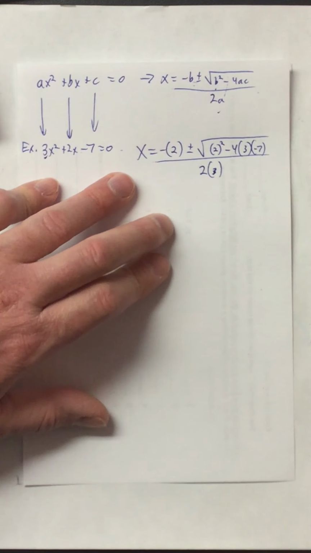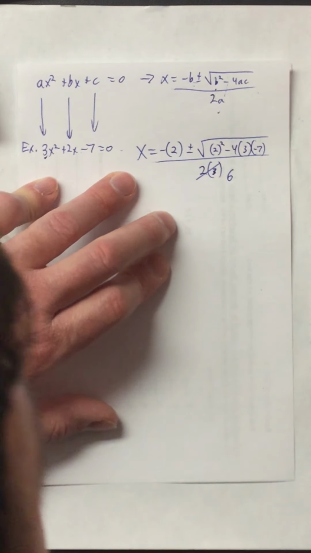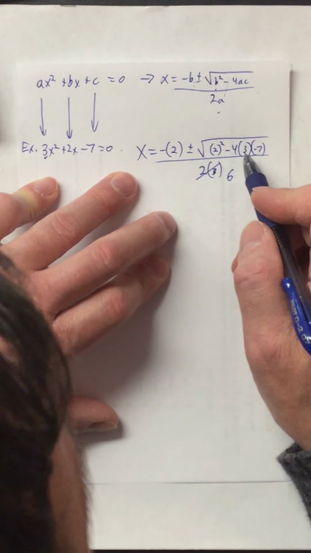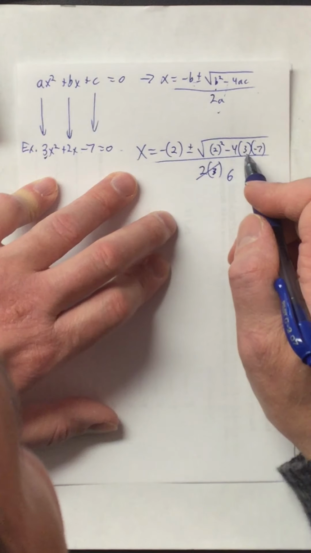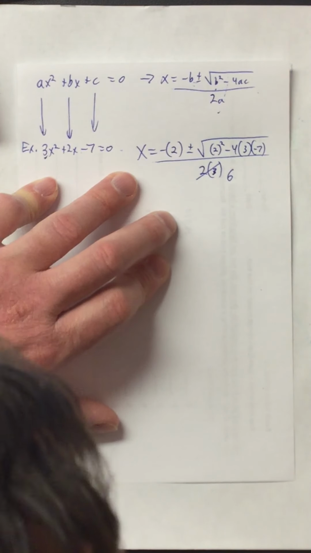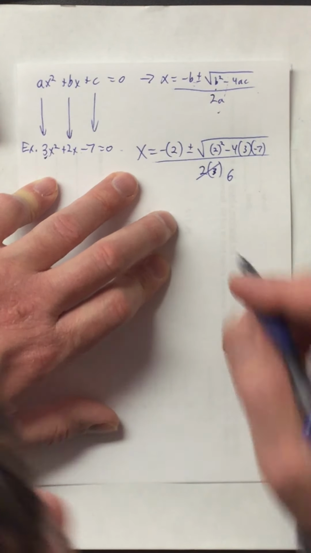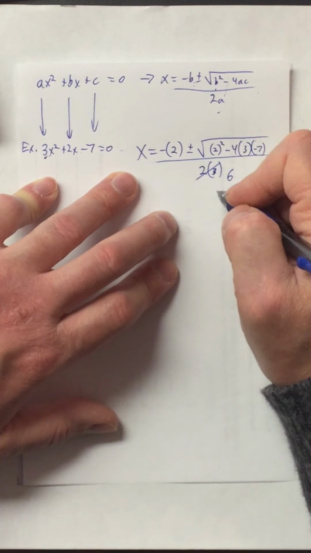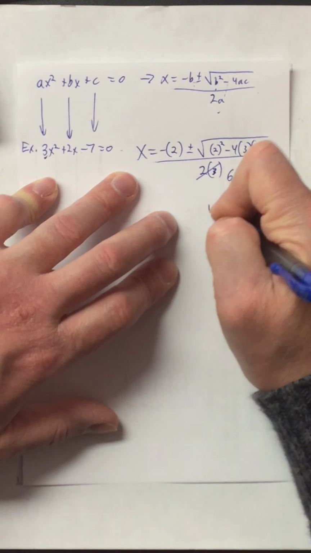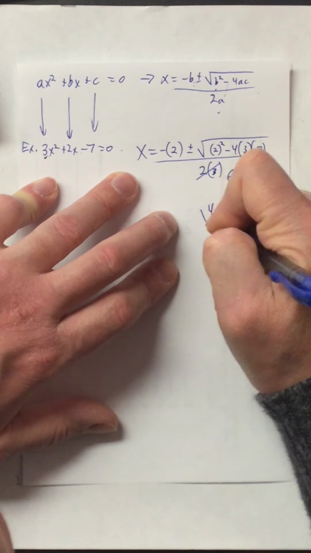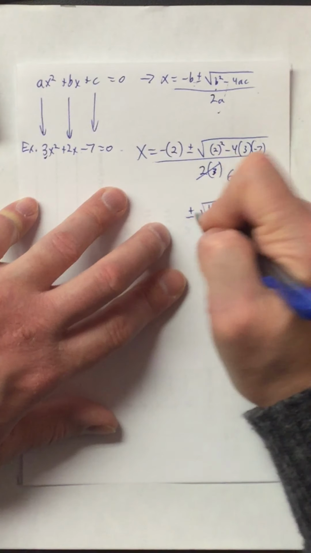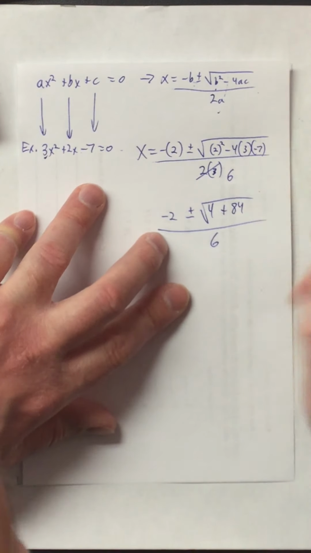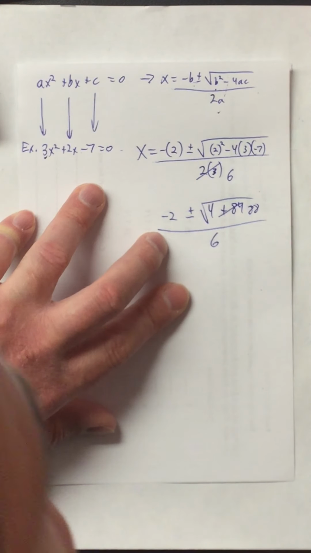So let's do some math here. This is going to be 6. This down here, negative 4 times 3 is negative 12. Then negative 12 times negative 7 is going to be a positive. Right, I got 12 times 7. Looks like we're going to end up with 84 for that one. So 2 squared is 4, so we get 4 plus 84 inside the square root, plus or minus negative 2 over top of 6. All right, so 84 gives me 88.